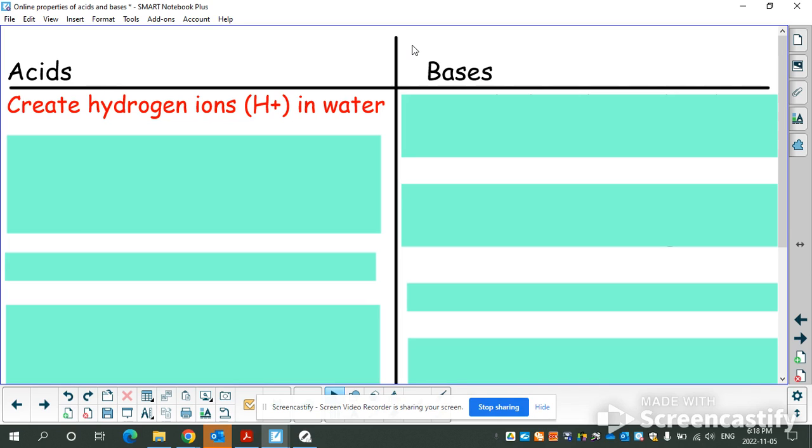Now, those hydrogen ions are really released when it's placed in water. It means anything that's an acid, you place it in water, and that hydrogen gets released from the other ions and floats around, which means it can then react with things. And that's what makes it special.